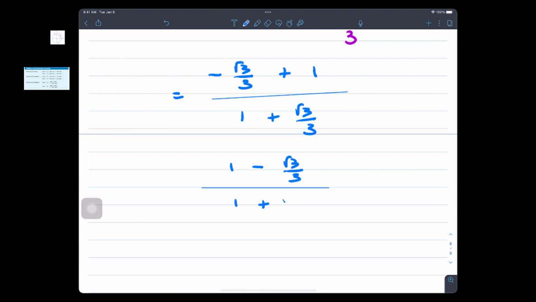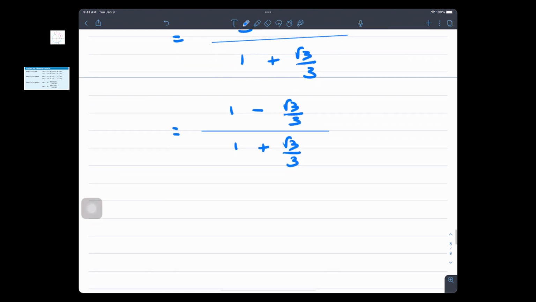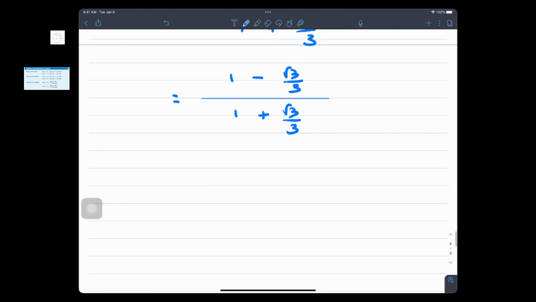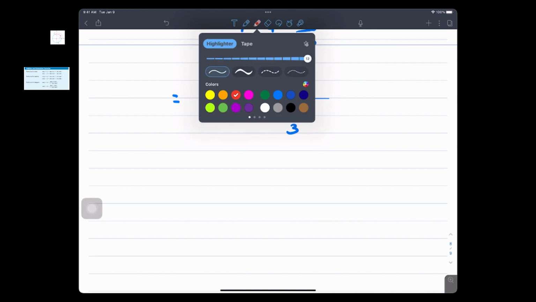And now this is a complex fraction here, okay? Right? So we're going to have to do, this is a complex fraction. You're going to have to do some arithmetic in the numerator and the denominator. So what do I need to do? Do you guys know?